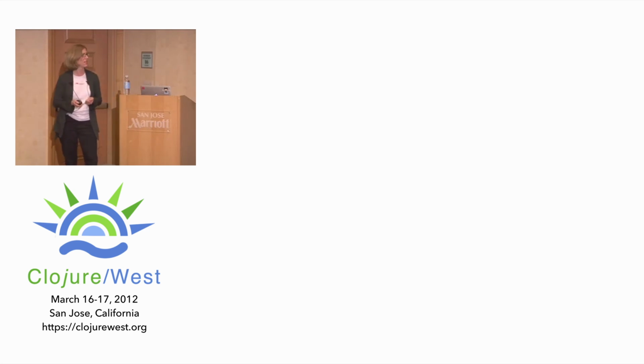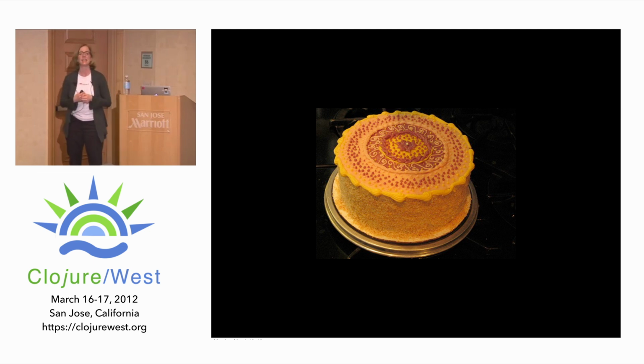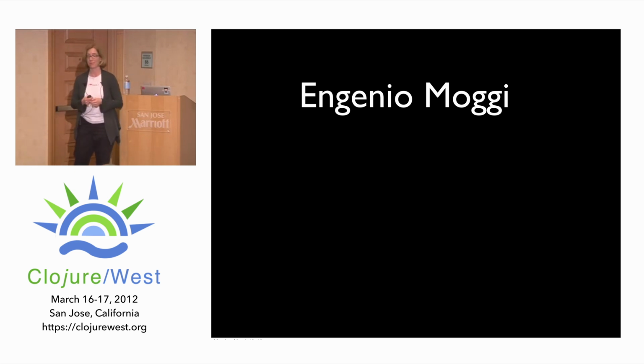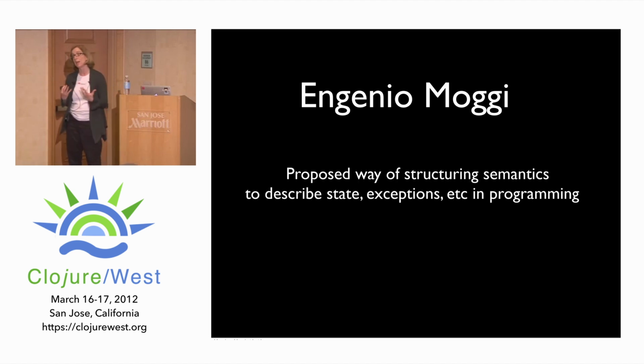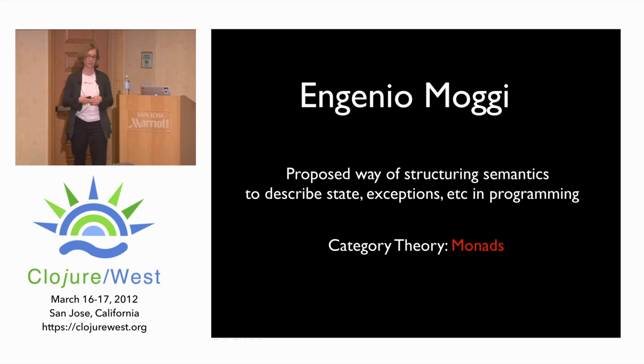So, in other words, is there a way that we could have our cake and eat it too? Enter Eugenio Moggi. I hope I pronounced that right, but he's a computer scientist from Italy, and he did some work with functional programming. He proposed a way of structuring semantics to describe state, exceptions, and other side effects in programming. And he did this using an abstract branch of mathematics in category theory called monads.